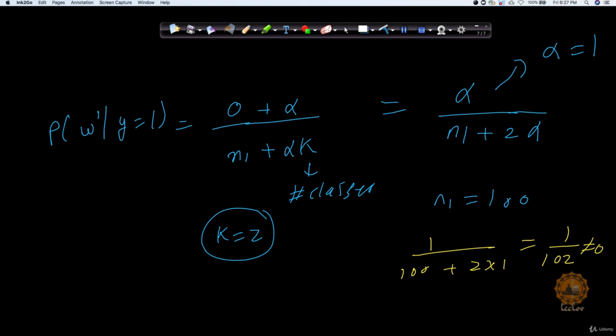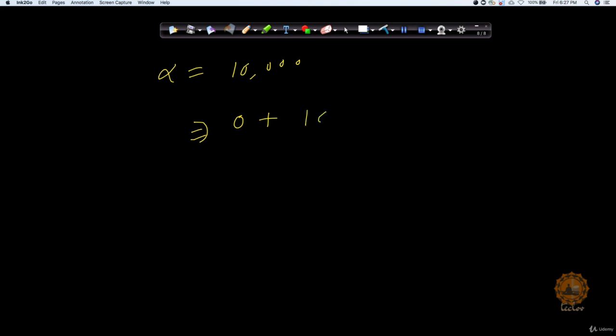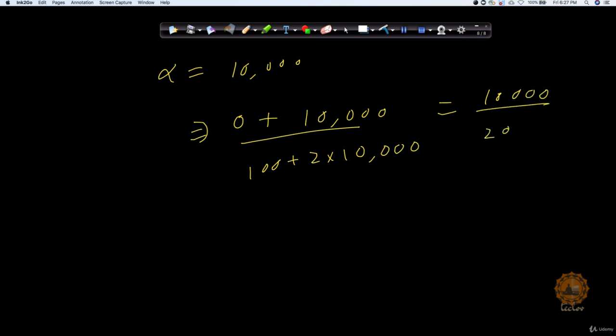Now, take another case where, let's say, I have gone for an alpha value of 10,000, or some huge number. In that case, if I go back to my same formula, so 0 plus 10,000 divided by 100 plus 2 into 10,000, because if you remember, the k was 2. So here we will get something like 10,000 divided by 210. So I will get roughly 1 by 2, not exactly 1 by 2, but almost 1 by 2.